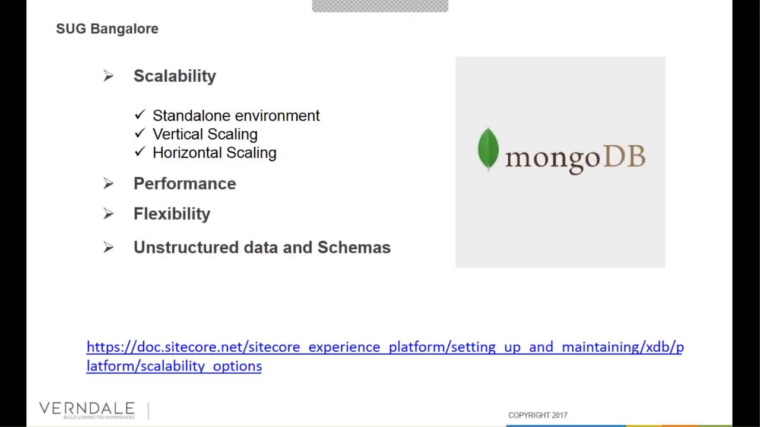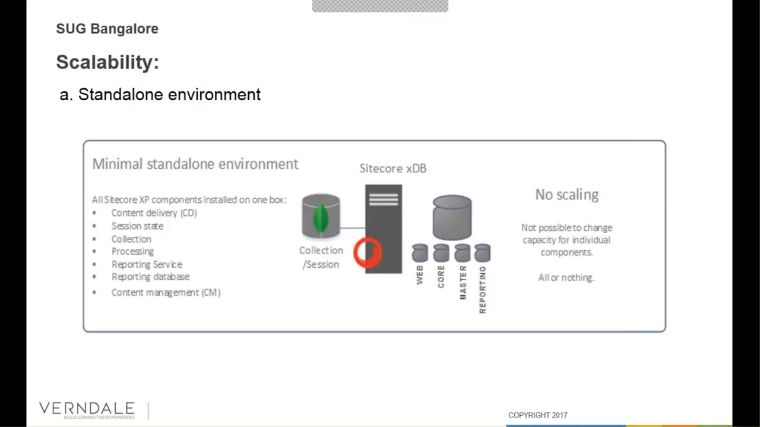So in brief, the advantages are scalability, performance and flexibility. Flexibility is again related to your dynamic schemas. So let's talk more about scalability. There are three types of scalability. The standalone environment is very specific to your local environment, right? We are not talking about vertical or horizontal scaling here. Ideally we cannot say that a standalone environment is scaled, because the complete Sitecore solution is in the same system, on the same server.